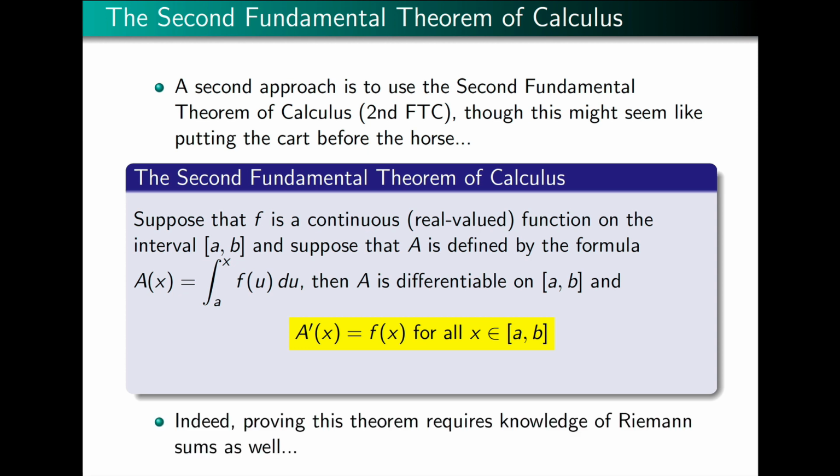Proving this theorem, however, requires knowledge of Riemann sums. So what have we gained? Well, what we've gained is we're going to just use the theorem to do the proof of the first FTC, and we're not going to worry about Riemann sums. Now that might seem like cheating. However, there is a benefit to doing it this way, besides the fact that you have kind of a neat proof of the first FTC.